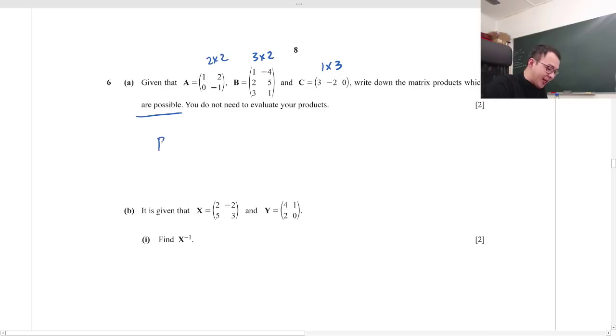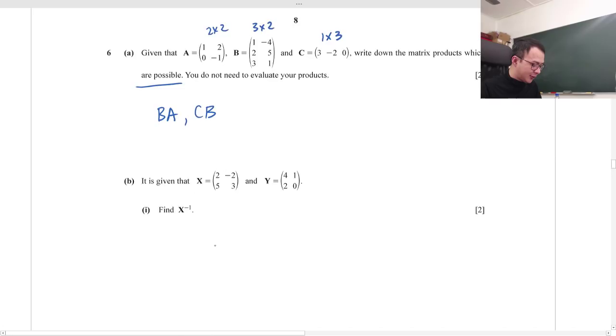So like BA is possible. Because what? B is 3 times 2. A is 2 times 2. Do you see the middle term is the same? As long as the middle term is the same, then we can do the multiplication. So BA is possible, and yeah, so we know basically CB is possible. Yeah, I guess only these two.